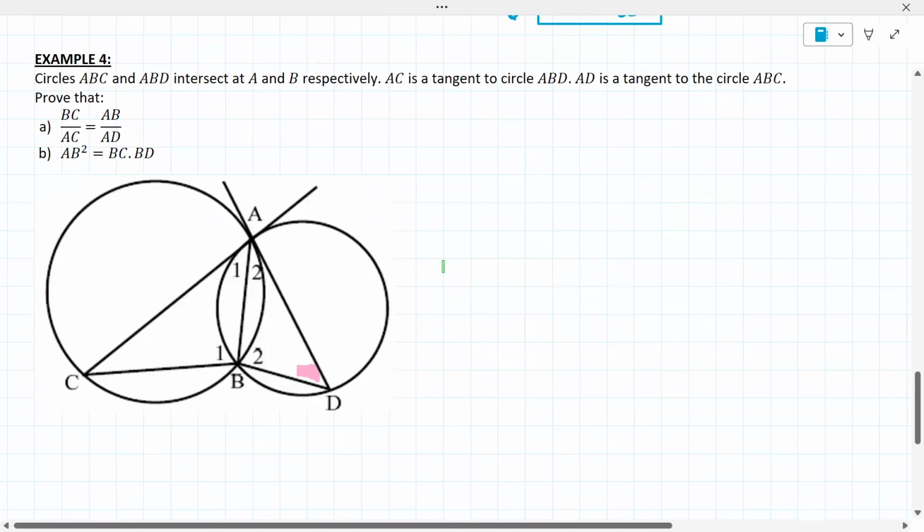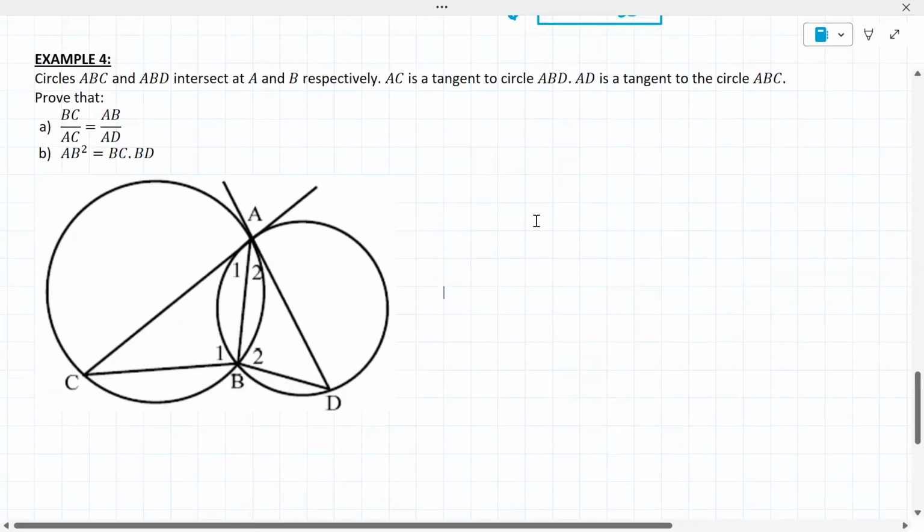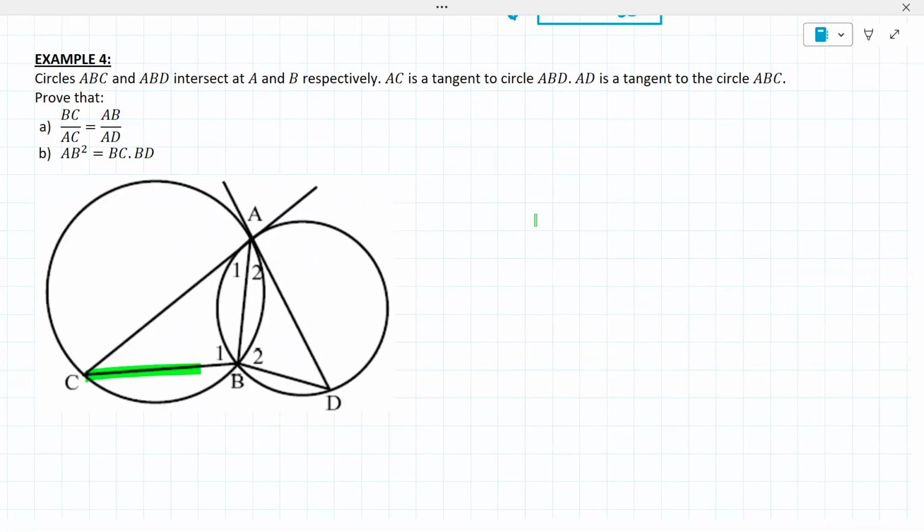Now, in order to do that, because again there's a lot going on in this diagram, I need to somehow figure out what triangles I'm working with. Use your ratio that you've been given. So we've got BC. I'm just going to highlight the sides that I have: BC, AC, AB, the side in the middle, and AD.